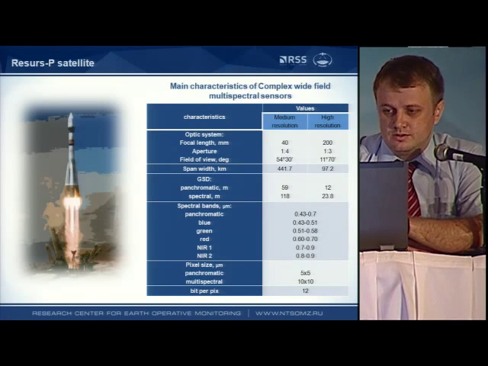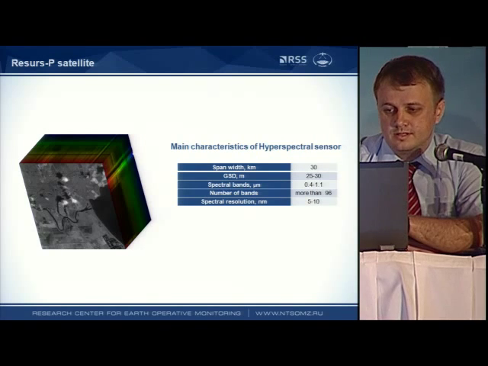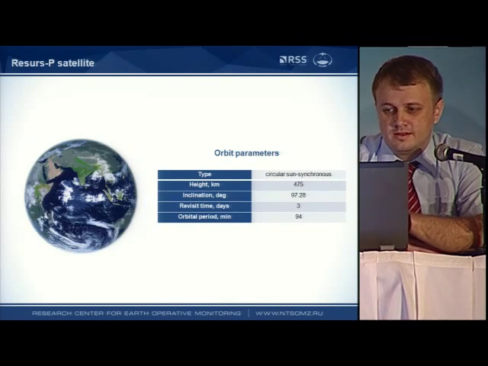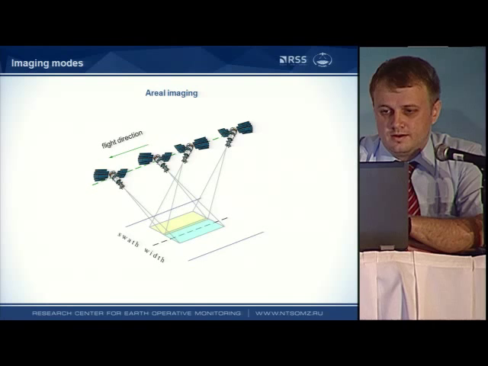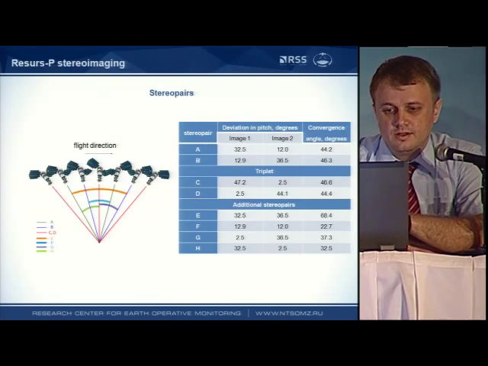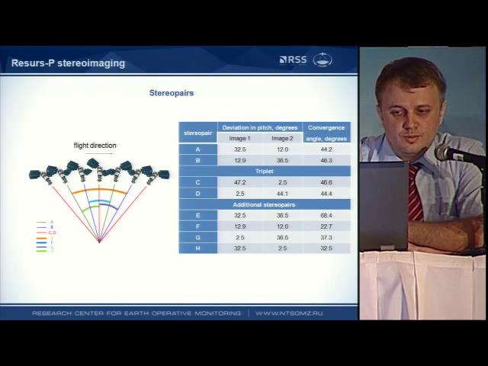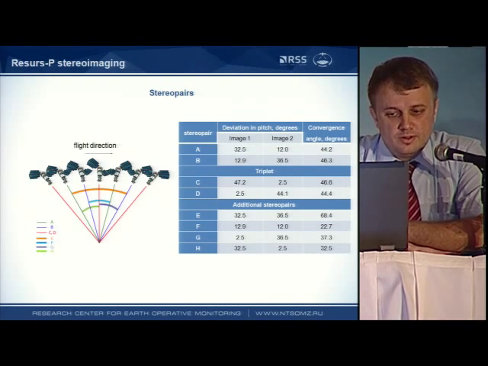Here you can see also the characteristics of other equipment mounted on the satellite. These are the characteristics of the hyperspectral equipment that was mentioned during our online connection or video conference with Moscow. These are the parameters of the satellite, the different modes of imaging. Here you can see the stereo imaging on one orbit and some of the experimental reports to build 3D models.